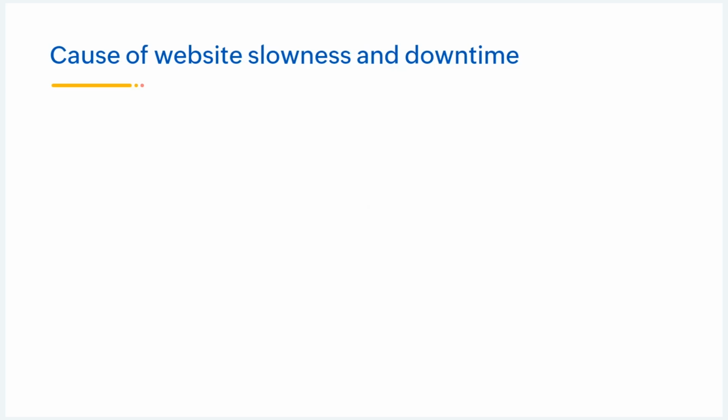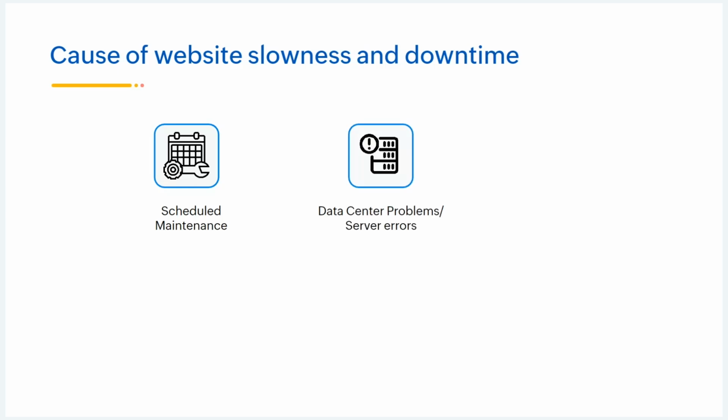Frequent downtime and slowness can make you lose site reliability among loyal customers and create a bad impression on the user level. Several factors can cause website downtime and slowness, like scheduled maintenance, which is a temporary period when a site or application is taken offline for updates, backups, or maintenance. The second one would be the data center problems or server errors. When there is a data center problem or a server error, the user request may not even reach the server. Next would be the bugs in code.